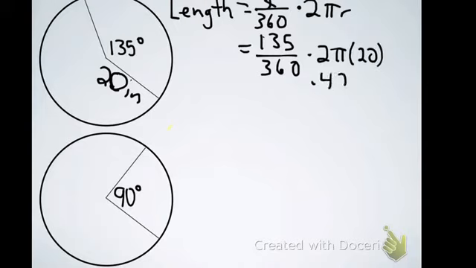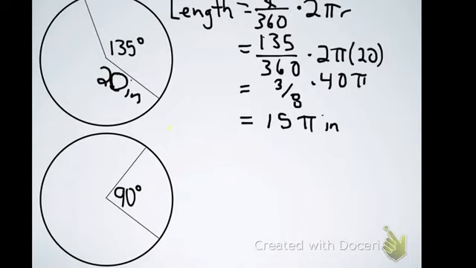Well, I get 40 pi as circumference, so that's the whole thing. And then 135 and 360, I can actually divide them both by 45, and I get 3/8. This turns out to be 15 pi, because 3/8 of 40 is 15. And you could think of it as 40 and 8 have a common factor of 8, so you can divide. It becomes 3 times 5. So that is my length right here. That is how far it is around the circle.